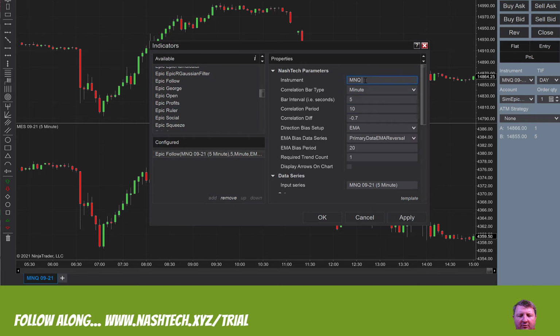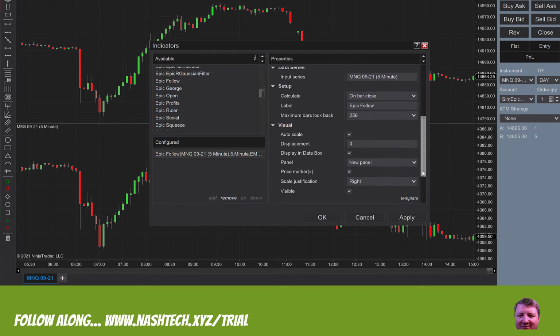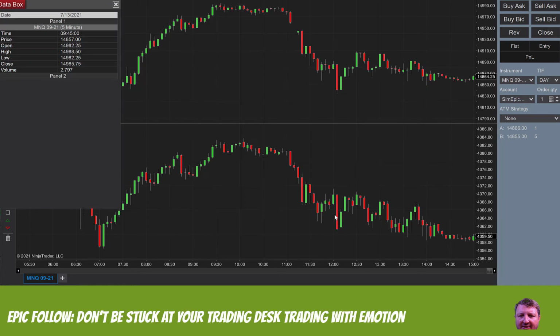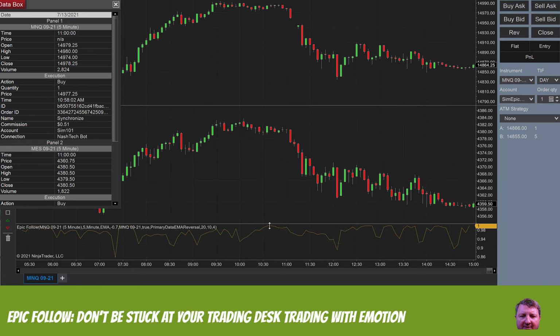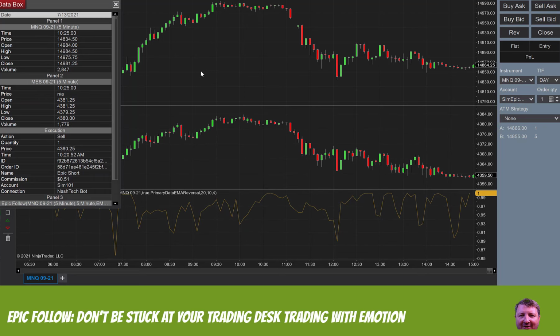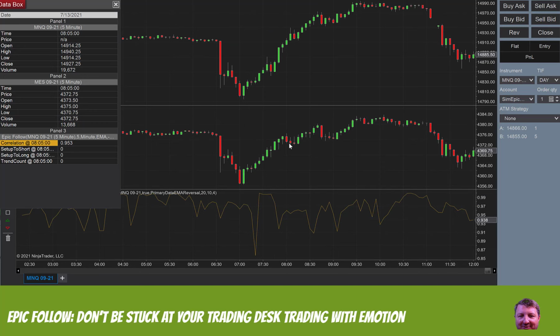So we add an Epic Follow, and then Q921. Leave all the defaults here except for trend count, which we'll set to 4. If you've ever traded the Nasdaq and the ES, they move in sync pretty close. So there may not be as many setups. Yeah, it's pretty clear. You're looking at 2 different instruments, but the chart looks pretty much the same, right?